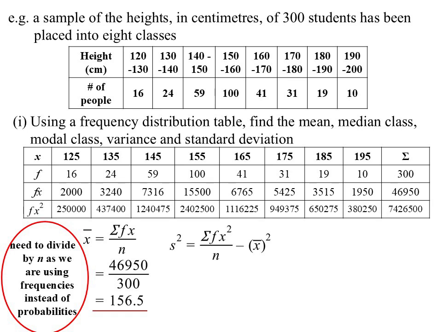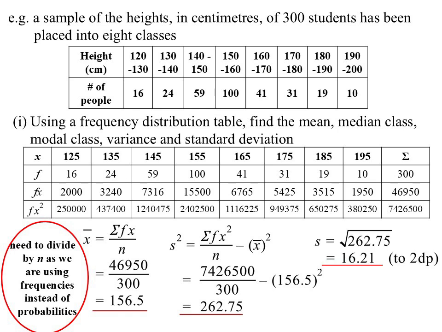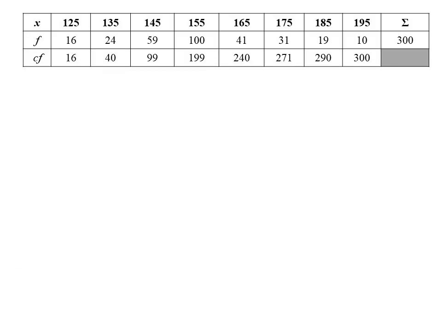Working out variance, it was the expected value of x squared minus the expected value of x, squared. Now we'll work that one out. Again, that first one I've got to divide by n, and we get 262.75. The deviation is the square root of the variance, 16.21. I'm going to need cumulative frequency. I'll work that one out.